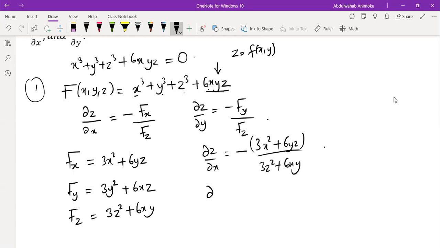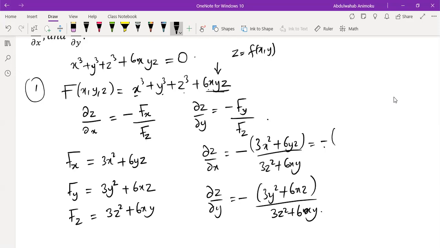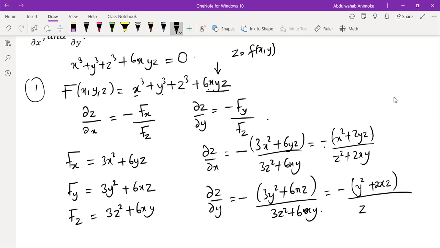So we can also do this for y, which is minus 3y squared plus 6xz all over 3z squared plus 6xy. And you can factorize 3 out to simplify it further to 2yz over z squared plus 2xy, or you can have this, 2xz all over z squared plus 2xy, right? Any of these forms would be correct.